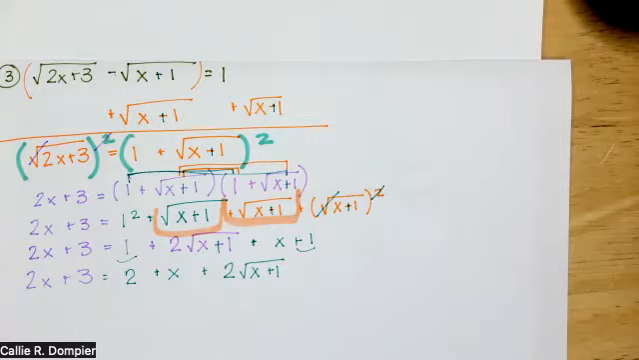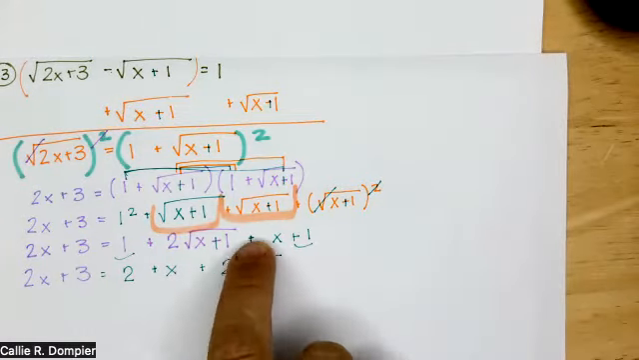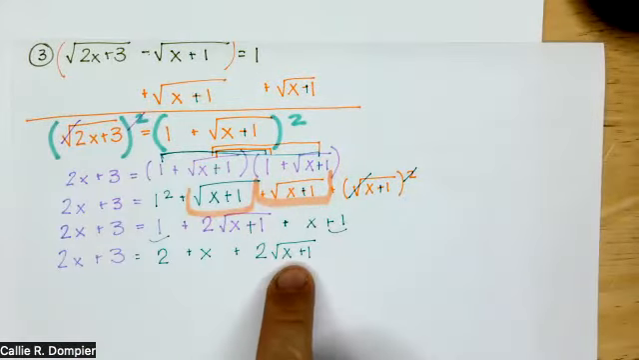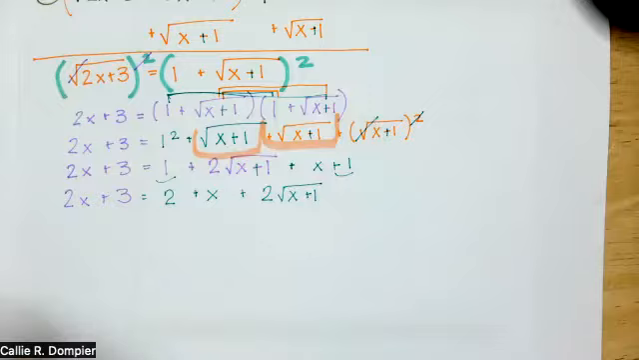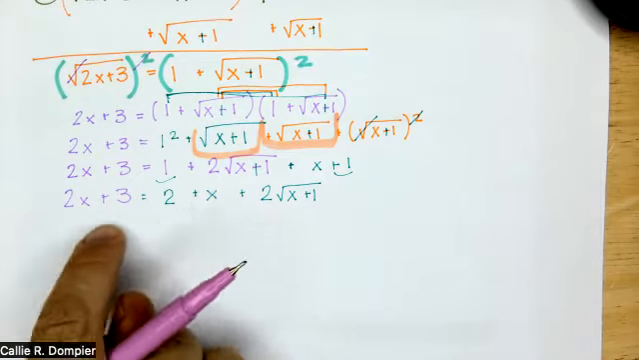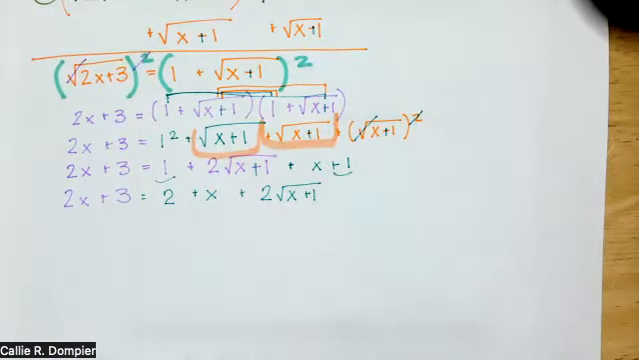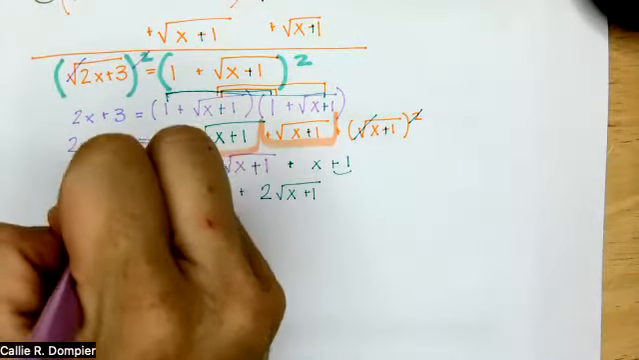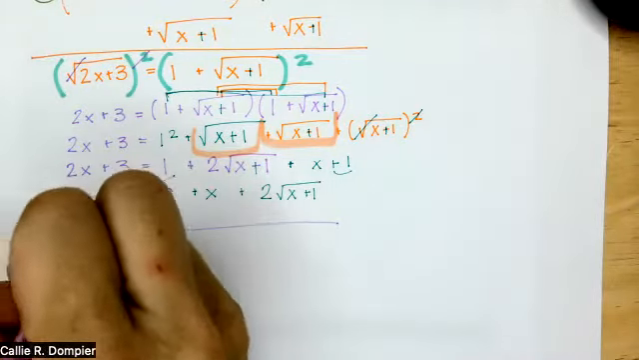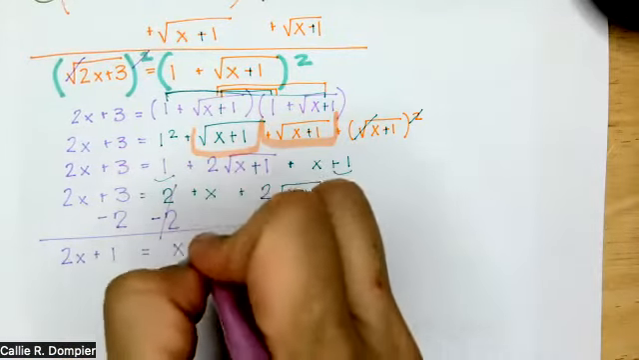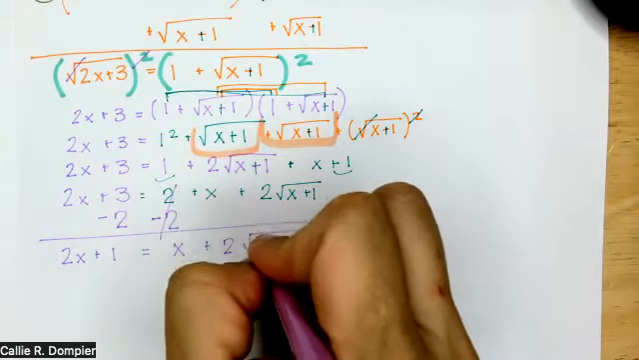Okay, now I only have one radical, so that's good, right? I got rid of one of the two radicals. Now I want to isolate this radical so that I can do that same thing one more time, okay? So let's move that 2 out of the way. It's okay to move some x's over here because we still have to isolate this before we can simplify and solve for x. So let's move the 2 by subtracting 2 from both sides. 2x, 3 minus 2 is 1, right? That's gone. x plus 2 times the square root of x plus 1.